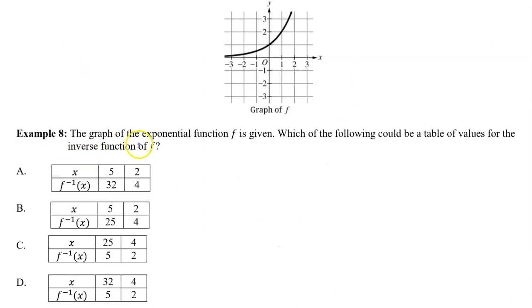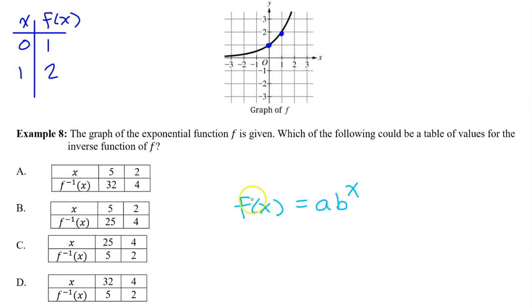Example 8. The graph of the exponential function f is given. Which of the following could be a table of values for the inverse function of f? I'm going to use these 2 points to write an equation for f of x. So we have the point (0, 1) and the point (1, 2). The model of an exponential function f of x is a times b to the x power. Let's use these 2 points to find the values of a and b.